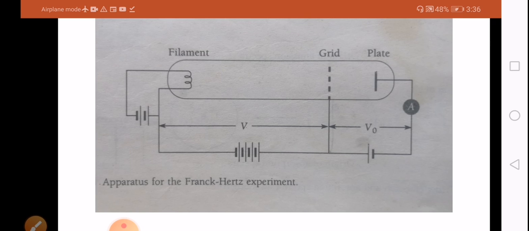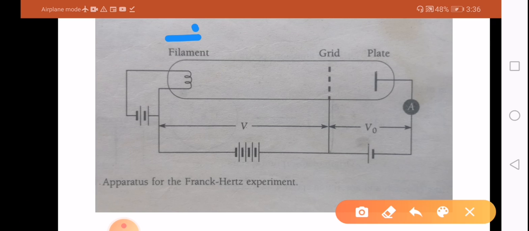This is the connection diagram, and in it you can see a filament. This is the filament from which the electrons are produced. This filament is connected to a potential and it is heated up. The electrons are produced from this filament and they move towards this plate. In between this plate and this filament there is a grid. A small potential V0 is applied in the region between this grid and the plate.